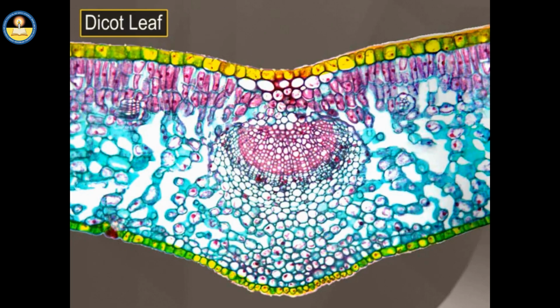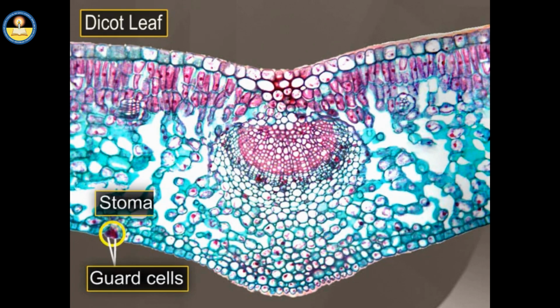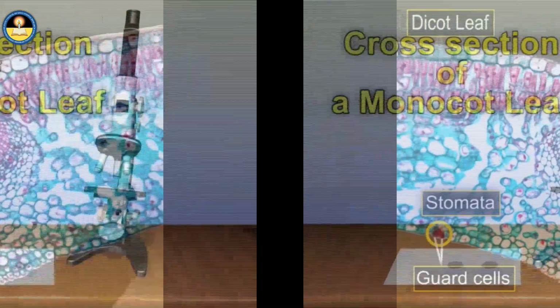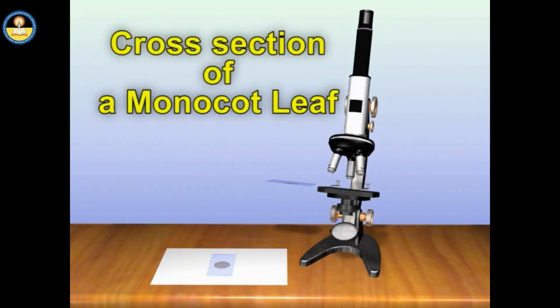Epidermis also lines the lower area of the leaf, where some epidermal cells are modified into guard cells. Two guard cells are arranged in such a way that they form a porous structure known as stomata. Cross-section of a monocot leaf.